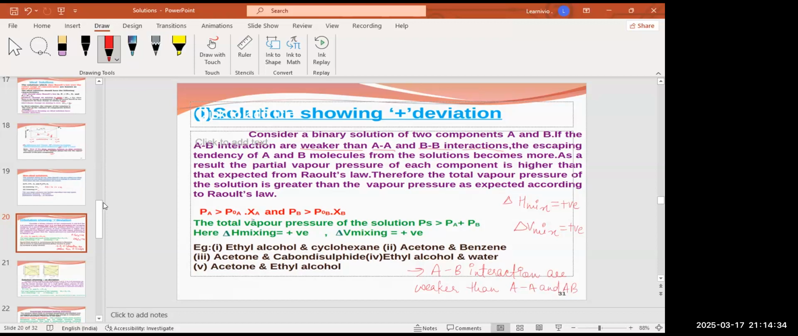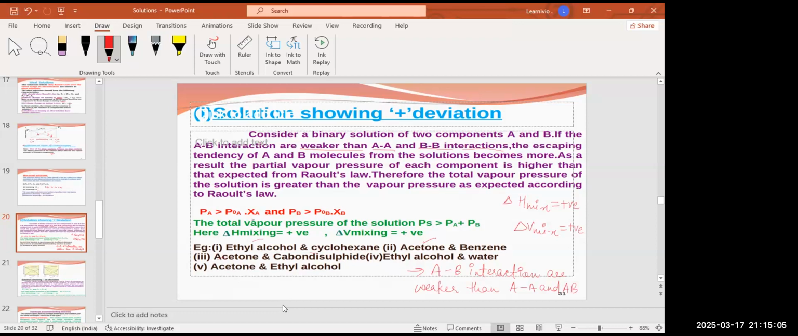Okay, so here you can see the examples of a positive deviation, which is ethyl alcohol and cyclohexane, right? When you mix ethyl alcohol and cyclohexane, you will get the positive deviation type of graph, in which the delta H mix will be positive and delta V mix will be positive. Okay. Another example is acetone and benzene.